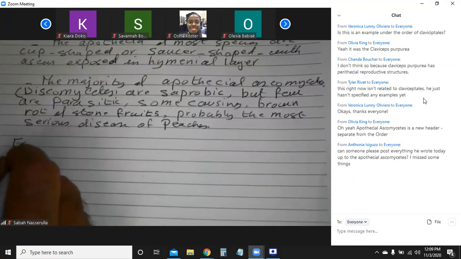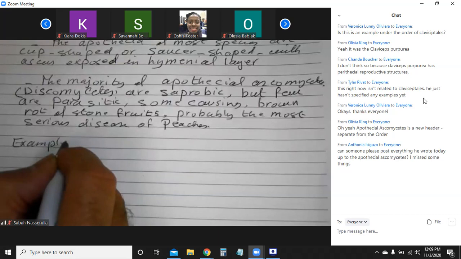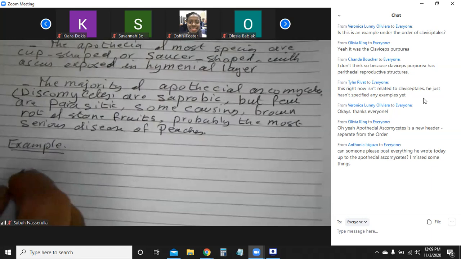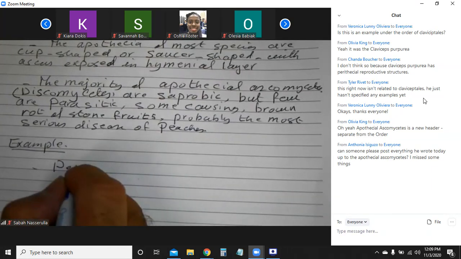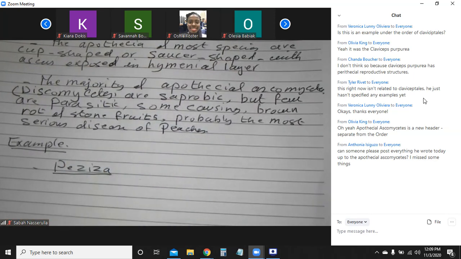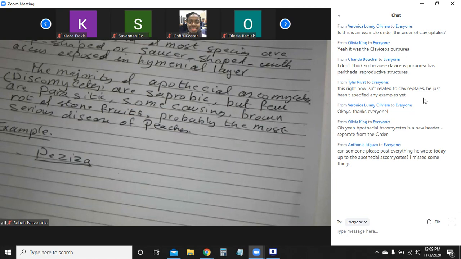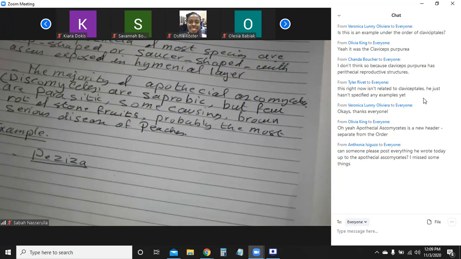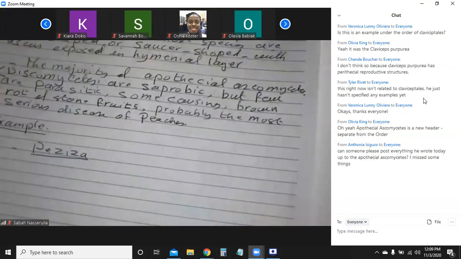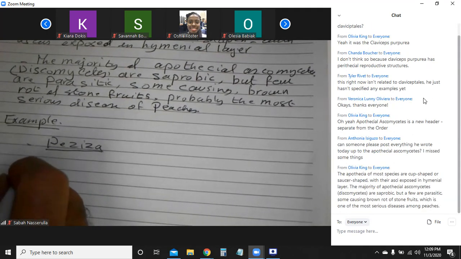Now I'm going to give examples. One of these examples, which is a species, is known as Peziza, which is simple, like the one I showed you here. Peziza basically produces that one, like this one, the one Peziza.